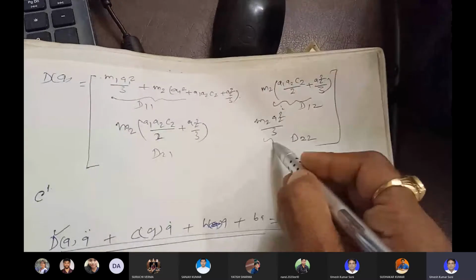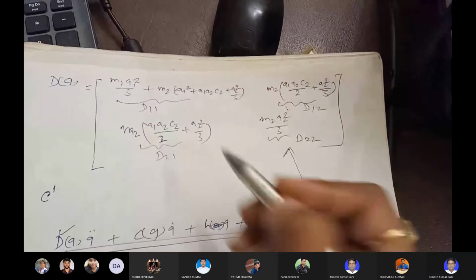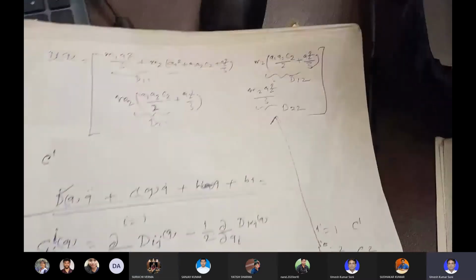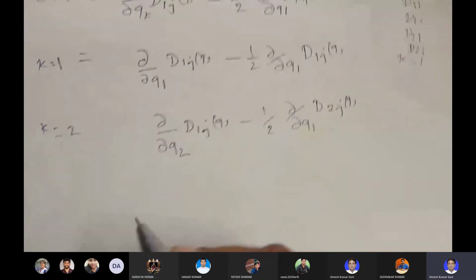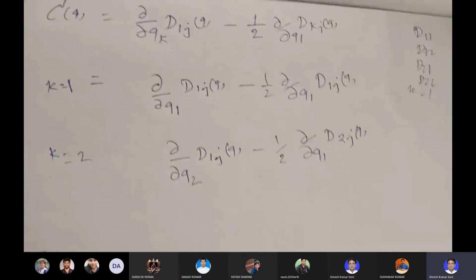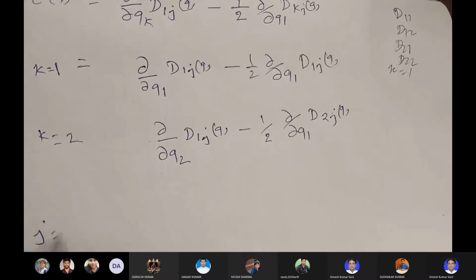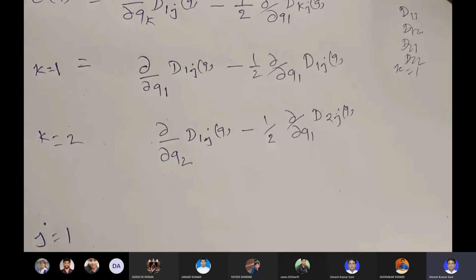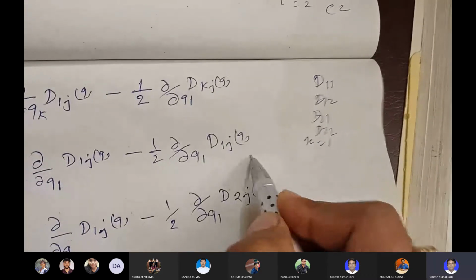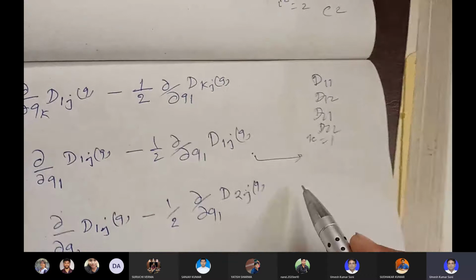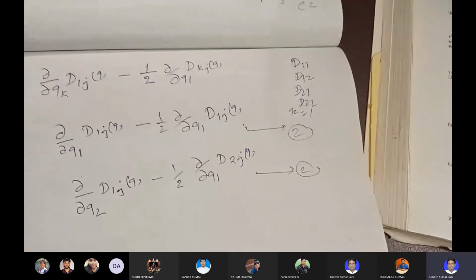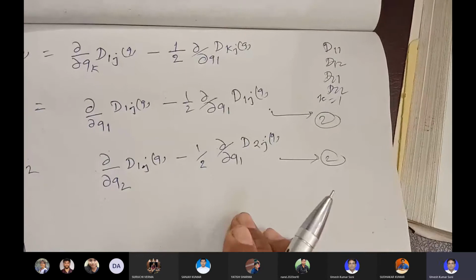स्टूडेंट से क्लियर है? Yes, sir. Now slowly here you have kept k equal to 1 and k equal to 2. Now you change j equal to 1 and j equal to 2. Then for this equation you have two different values, and for this equation you have two different values. Okay, clear?